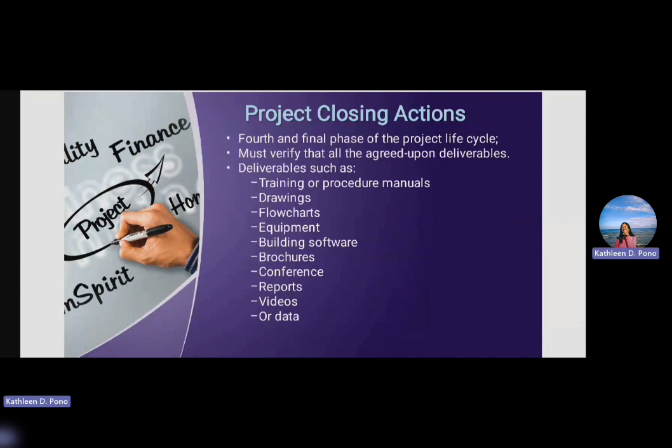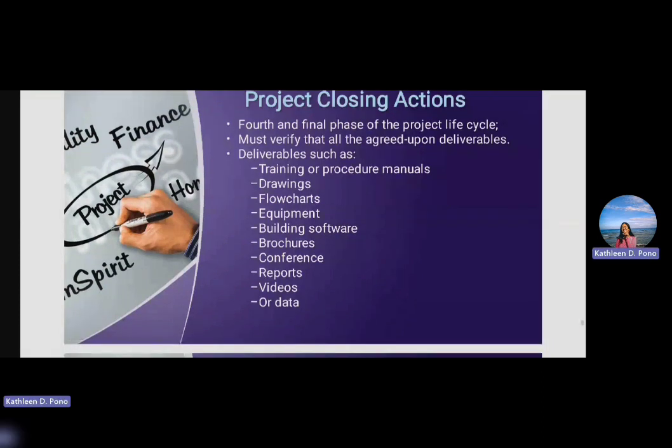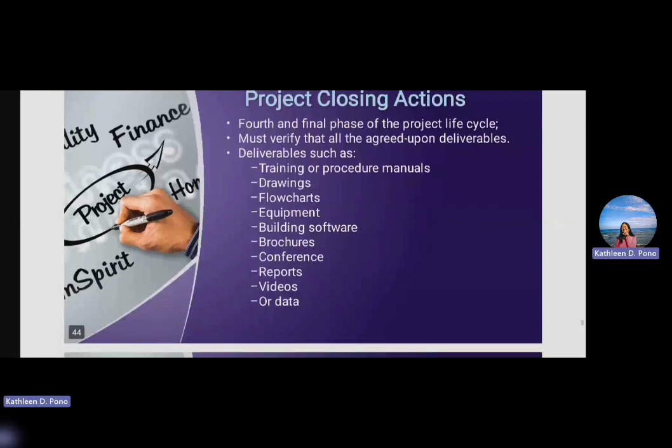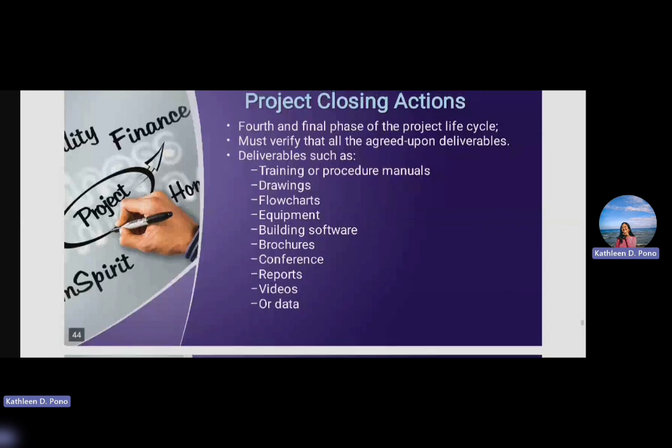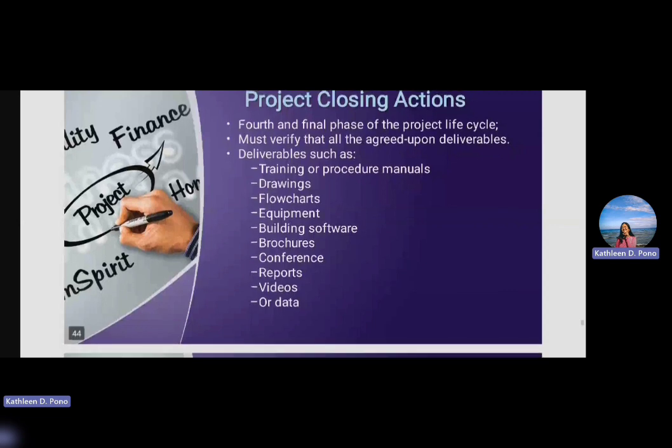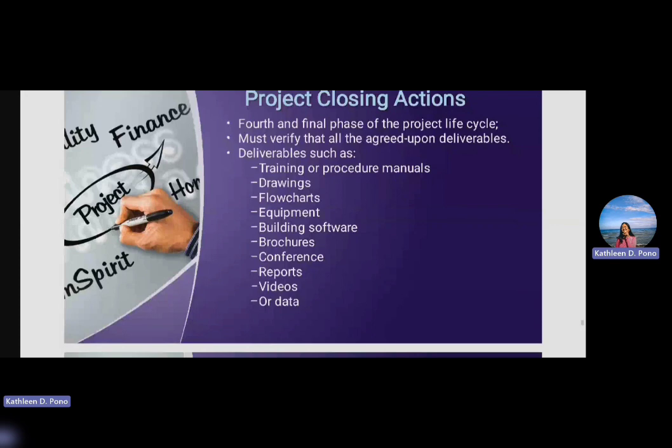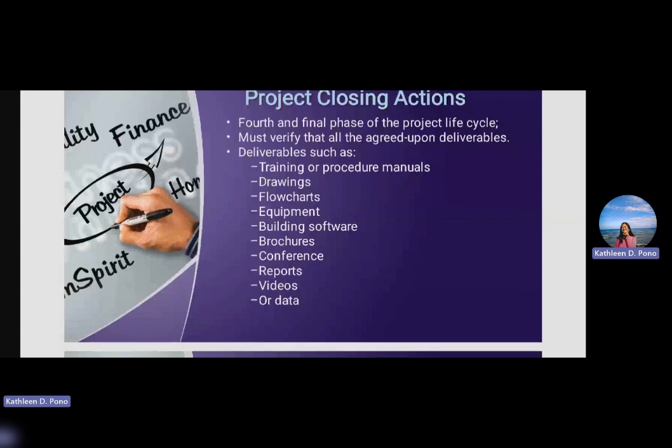So there is the list of deliverables. First is the training or procedure manuals. It provides information and instructions on how to perform a particular task or use a particular product or service. Examples include employee onboarding manuals, user guides for software applications, and safety manuals for manufacturing or construction industries.